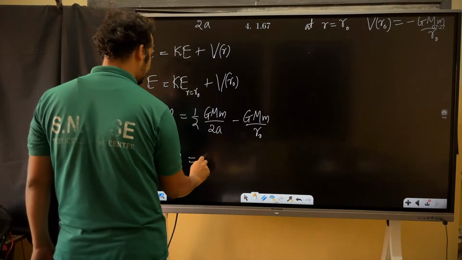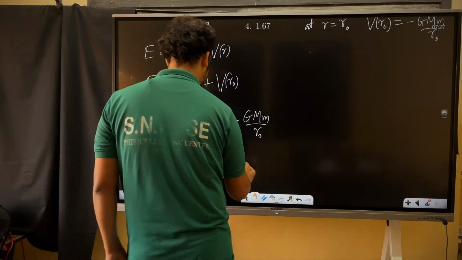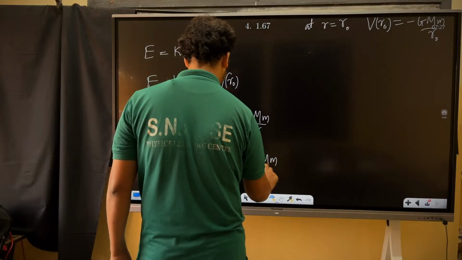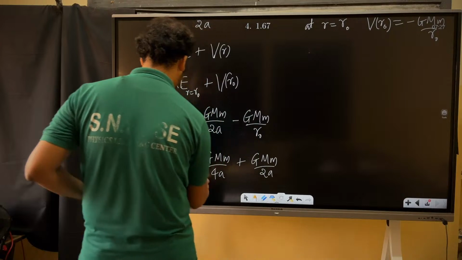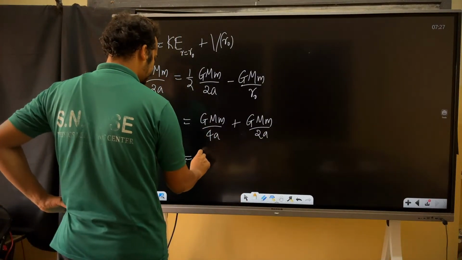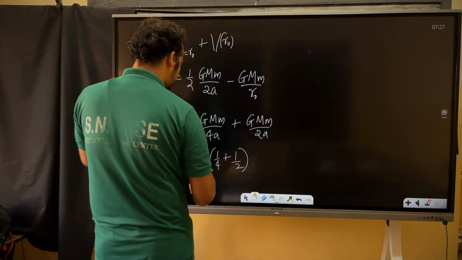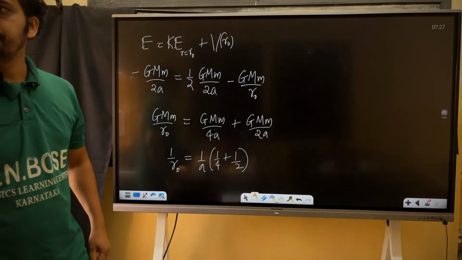I'll take it here. That's equal to GMm by 4a plus GMm by 2a, isn't it? 1 by r naught is equal to 1 by a times 1 by 4 plus 1 by 2. What is 1 by 4 plus 1 by 2?